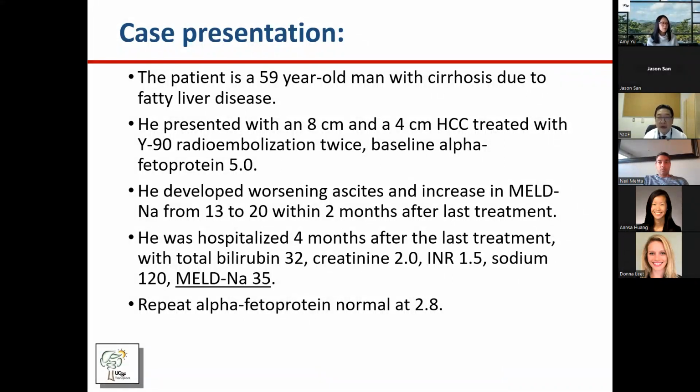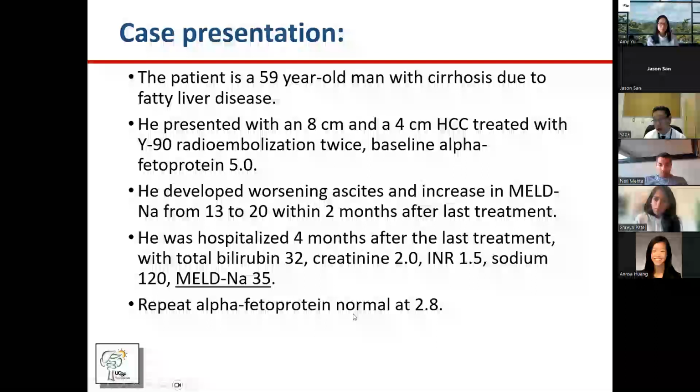And then after the treatment, he decompensated, developed worsening ascites, with an increase in MELD from 13 to 20 within 2 months, and then was hospitalized. This is Neil Mehta's patient. I was the inpatient attending at the time. This patient was hospitalized 4 months after the last treatment. Total bilirubin is now 32, creatinine 2, INR 1.8, sodium 120. The MELD-sodium at the time was 35. Repeat AFP still good, normal at 2.8.